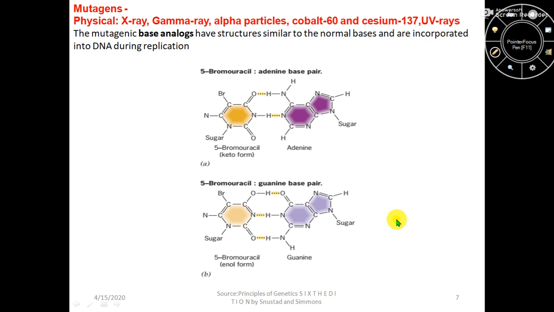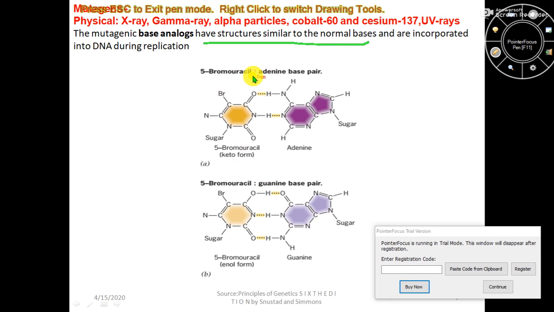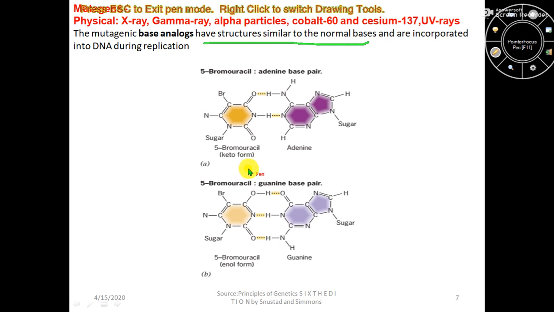Here are the base analogs. What is a base analog? A mutagenic base analog has structural similarities with the normal base. Here 5-bromouracil, this is the keto form, like uracil, which binds with adenine. 5-bromouracil also binds with guanine. Okay, this is the base analog.